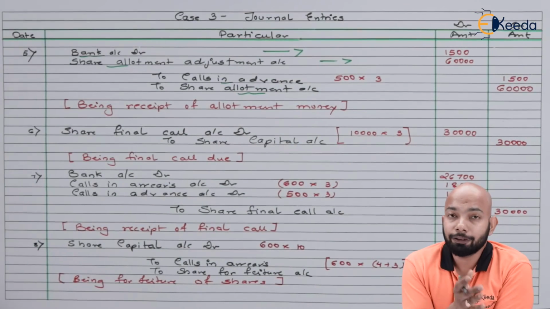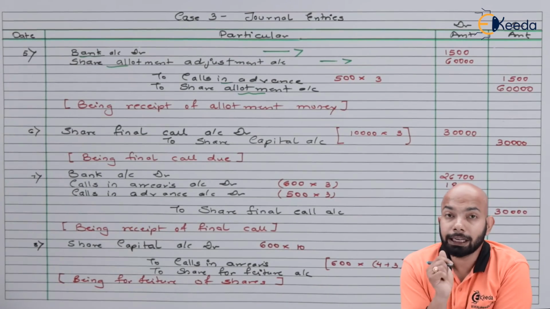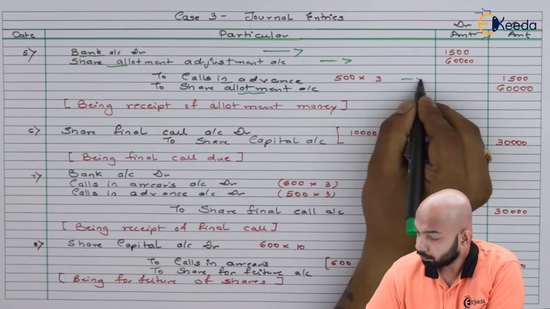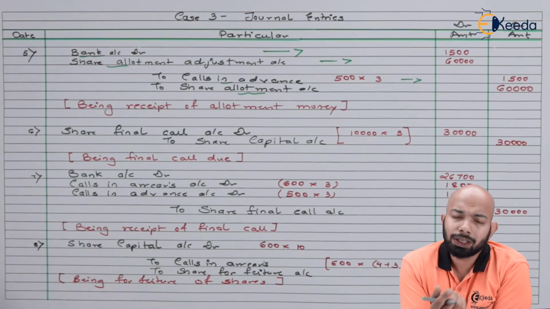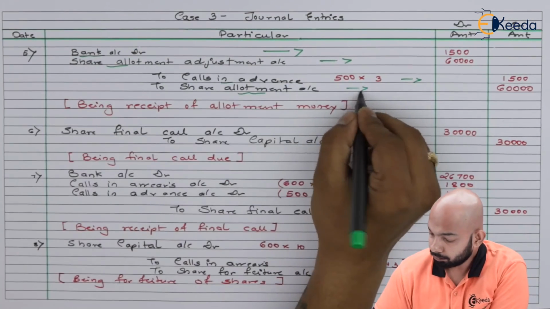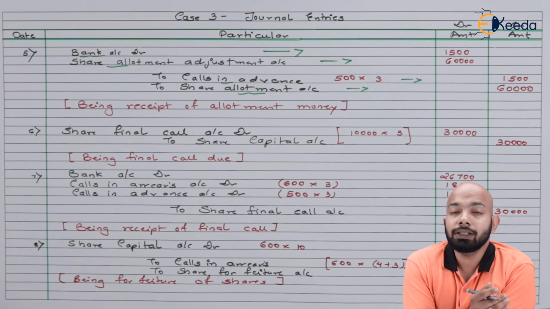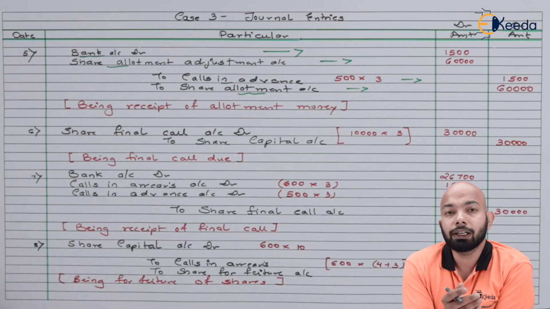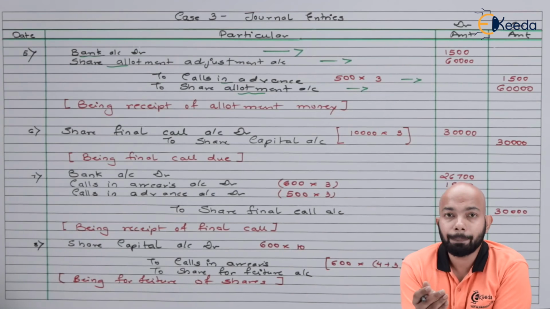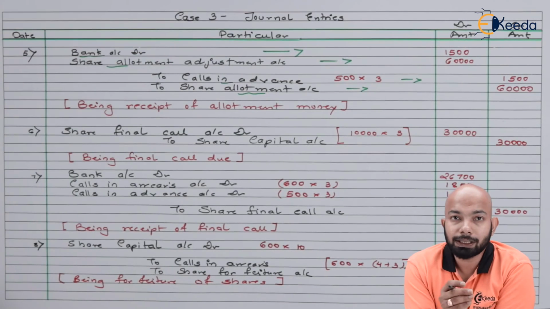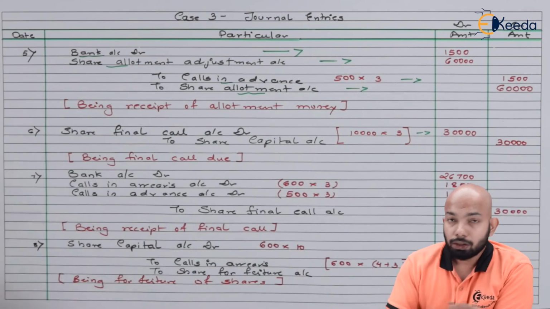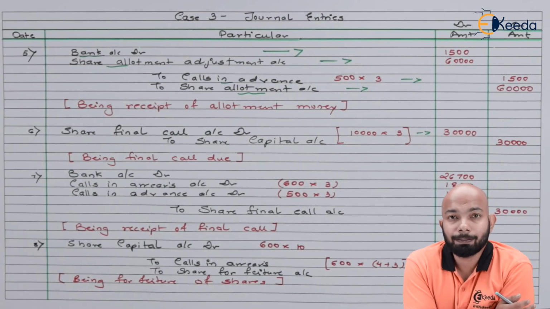Calls in advance refers to the total amount that we have received here in advance, referring to the final call money. And that is 1500. And again, the allotment due was 60,000. Now, the next entry is share final call account debit to share capital, that will be for the total number of shares multiplied by 3 rupees here. So 30,000 is the amount that we're expecting.